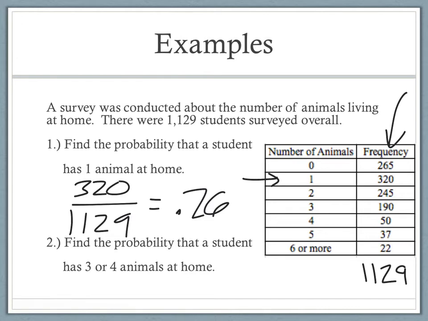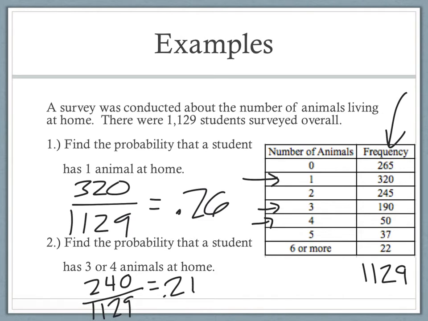Now find the probability that a student has 3 or 4 animals. So we're going to have to look at 3 and 4. Add them together, 190 plus 50, that gives me 240 all over that 1,129. If I do that as a decimal, I get 0.212, so we'll just go 0.21.